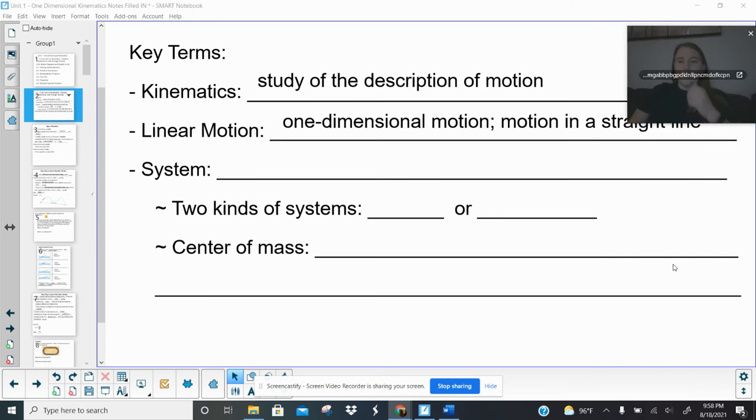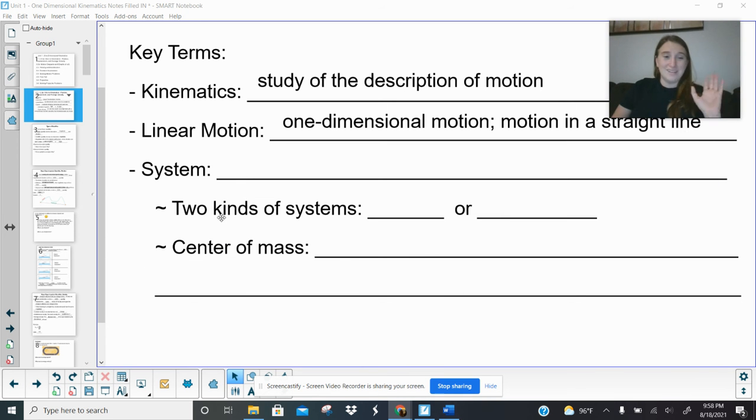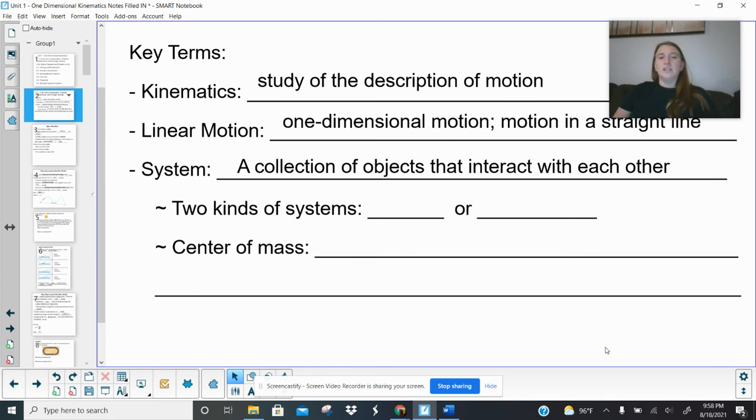A couple things we need to get out of the way as we talk about anything, but starting off here, you will see occasionally some of these words. System is a collection of objects that interact with each other. Now, we have two kinds of systems. We have rigid or not rigid, basically. Rigid means it's all connected. If one part moves, the rest of it moves, right? Like a car is typically a rigid system.